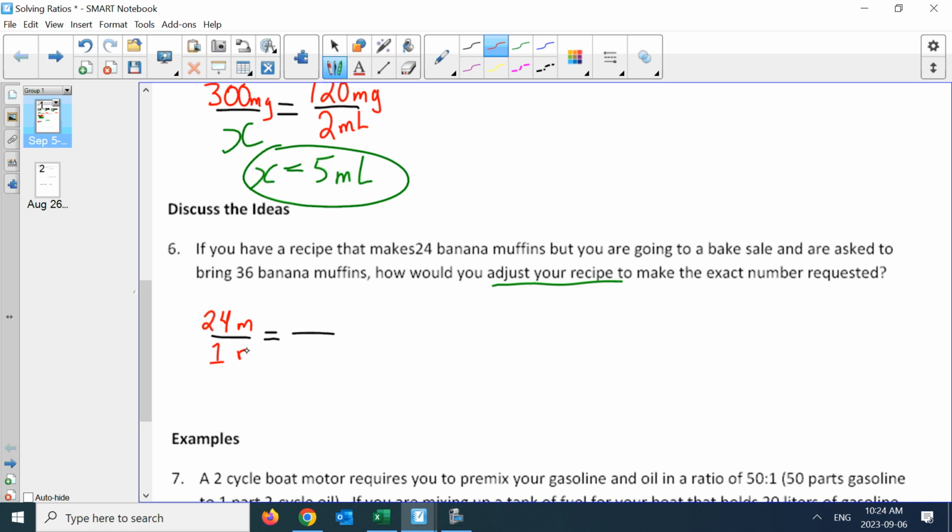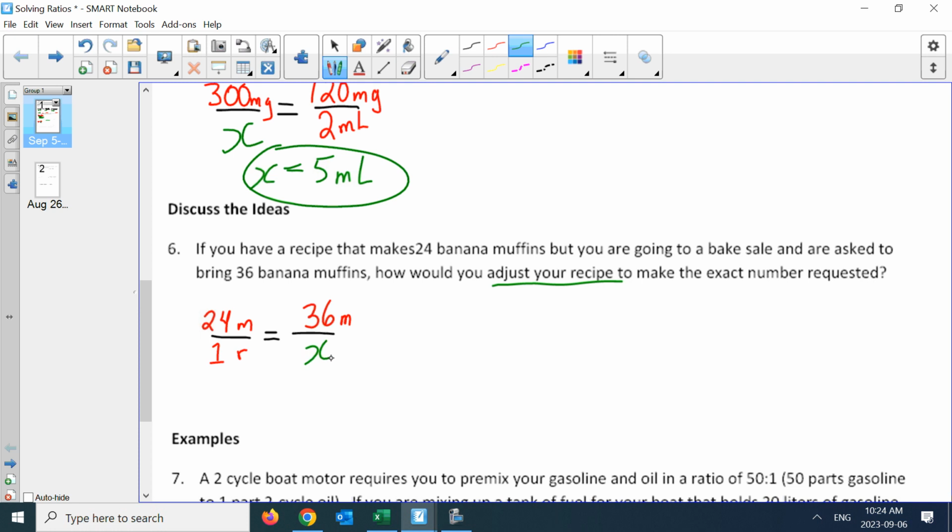That's one system of information. 24 muffins from 1 recipe. That's why I have that on the same side. I want 36 muffins. Where am I going to put the muffins? 36 muffins, top to bottom. Top, because I have 24 muffins on the top of the left, I'm going to put 36. And as long as you put this on the correct side, the cross multiply thing is going to work.